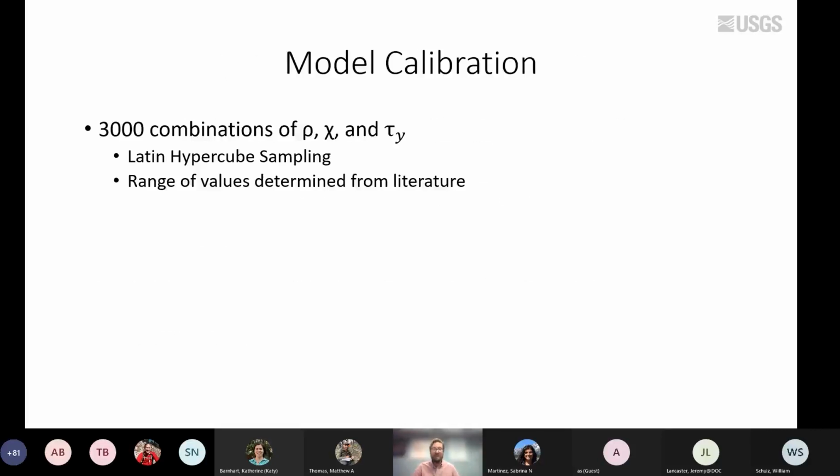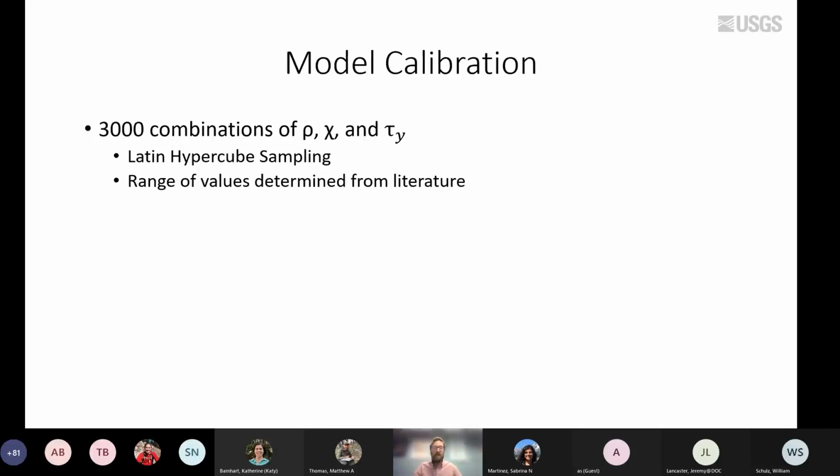We use the similarity index to calibrate the flow mobility parameters, or density, the flow resistance coefficient, and yield strength, to the observed extent of inundation. So we did so by first generating 3,000 random combinations of the 3 flow mobility parameters using the Latin hypercube sampling method.